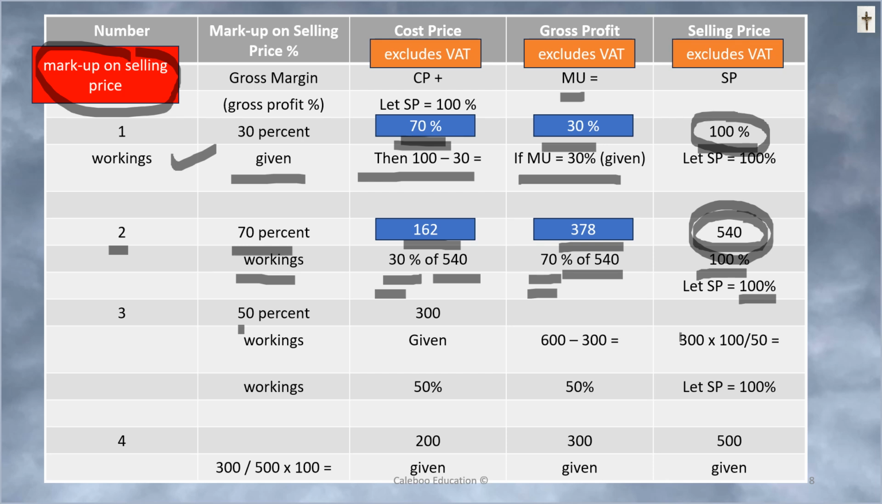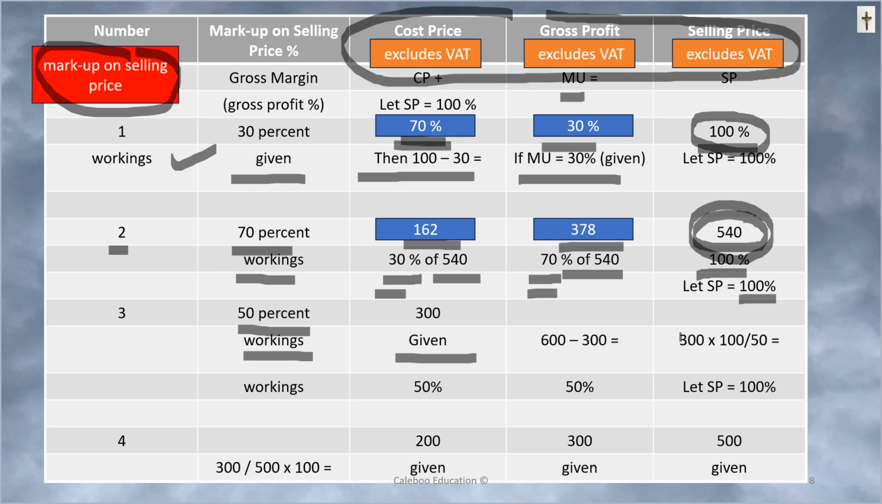Next one, the markup on the selling price is 50%. We're given the cost price. Remember, just while it crosses my mind, these three numbers here exclude VAT. So we're given the cost price of 300.